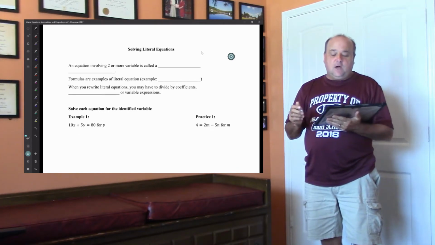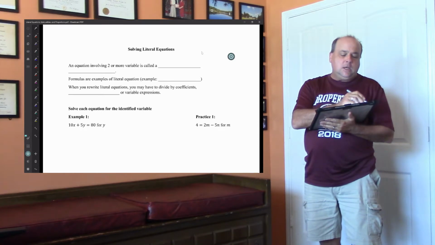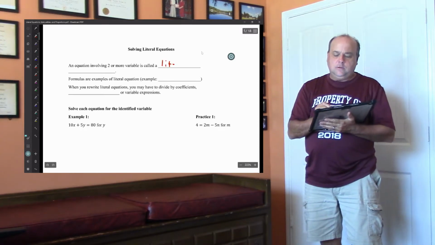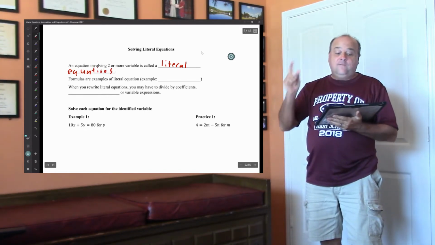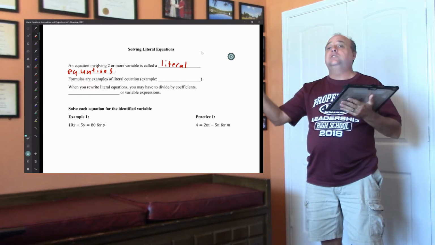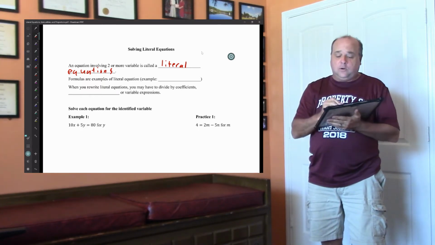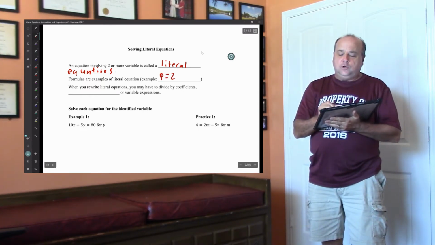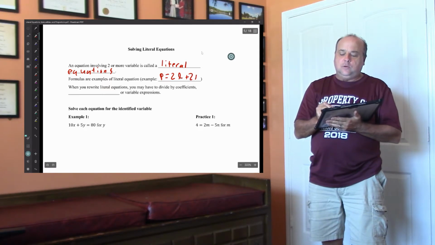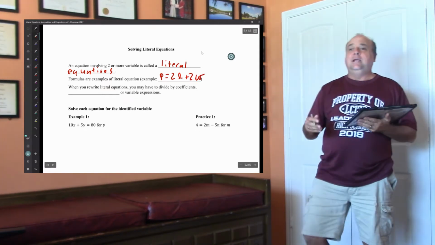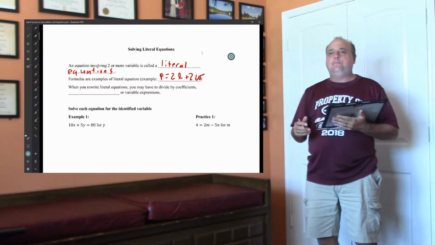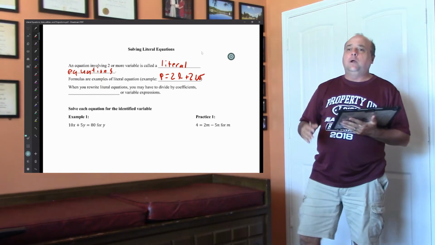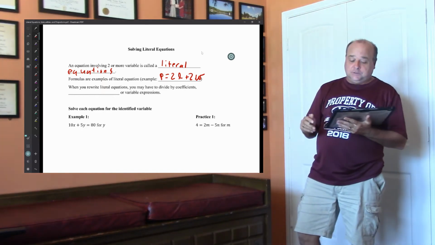So an equation involving 2 or more variables is called a literal equation. These were basically the formulas you had on your star formula chart since the 3rd grade. Formulas are an example of literal equations. Let's write down the perimeter of a rectangle: P equals 2L plus 2W. The area would be little b h, base times height. Area of a triangle is 1/2 base times height. Those are literal equations, which you know as formulas.